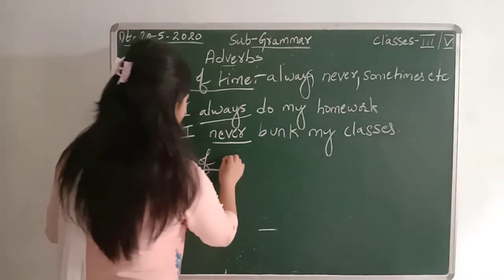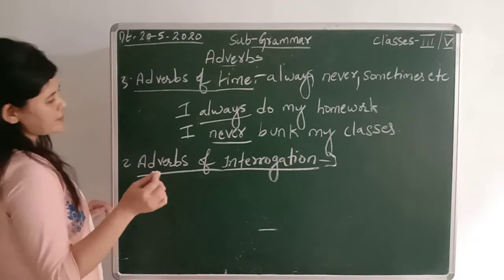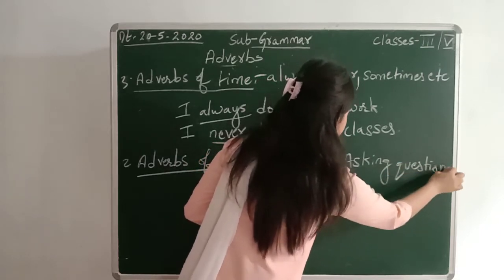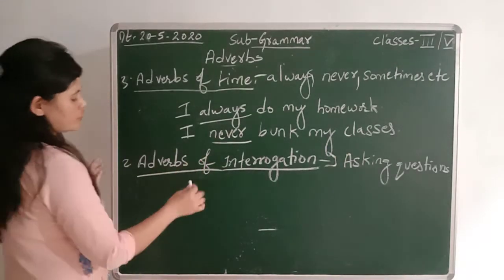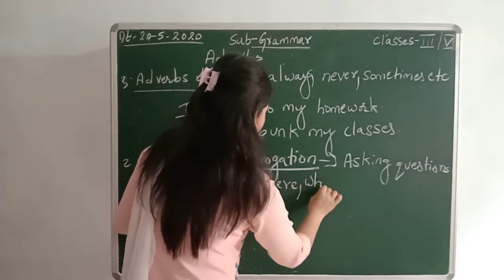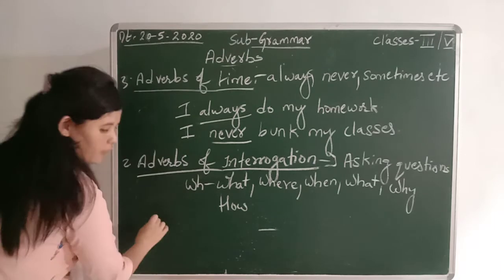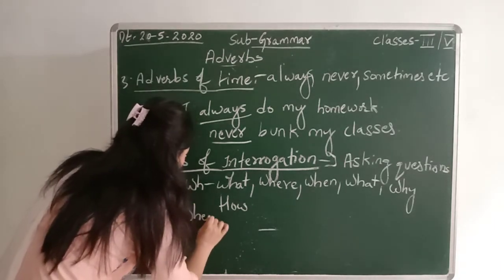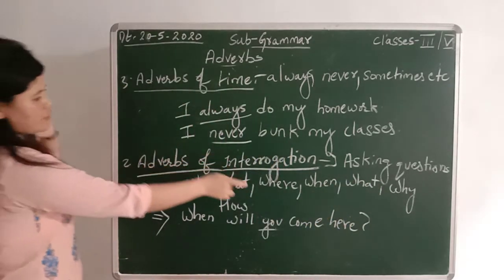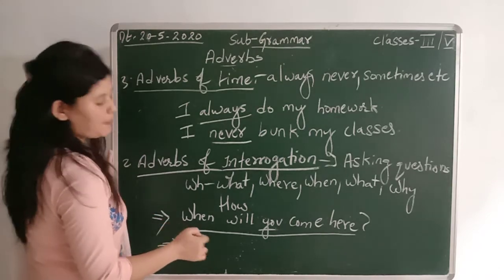And now the next one is adverbs of interrogation. This word interrogation or interrogative, you can write as asking questions. And we all know that whenever we are asking questions, we use these WH words like what, where, when, why, and another one, how. For example, when will you come here? Over here, this adverb of interrogation is asking you a question. When will you come here? And your answer can be, I will be there at any moment.